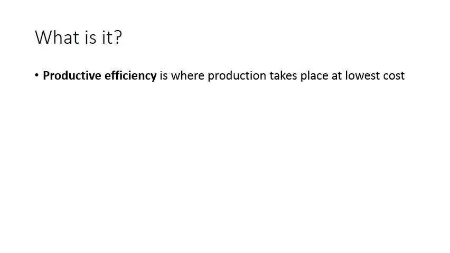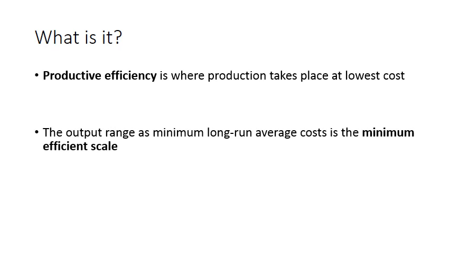The first thing to understand when thinking about minimum efficient scale is actually the notion of productive efficiency. By productive efficiency we mean the point at which production is taking place at its lowest costs. And then we simply work from that to understand minimum efficient scale as being the range of output, the range of production, at which long-run average costs are kept to that minimum. So you can think of it as that when firms are producing at that minimum efficient scale, they're producing with productive efficiency.